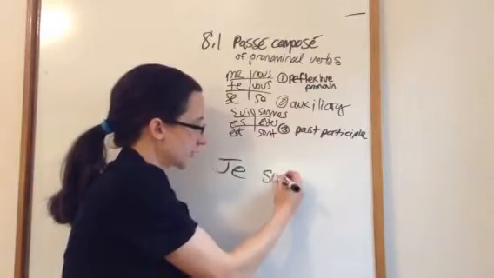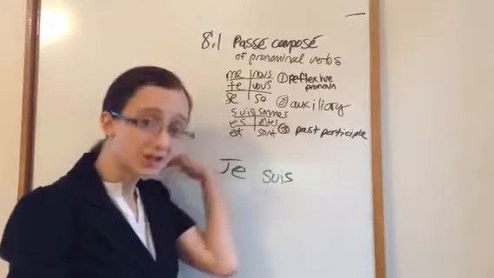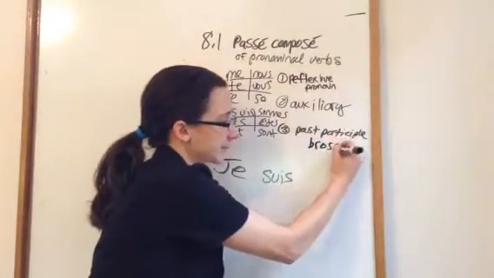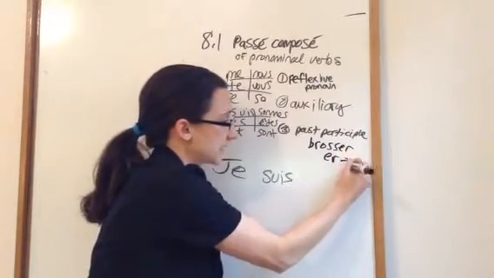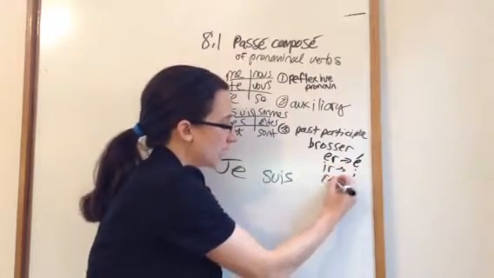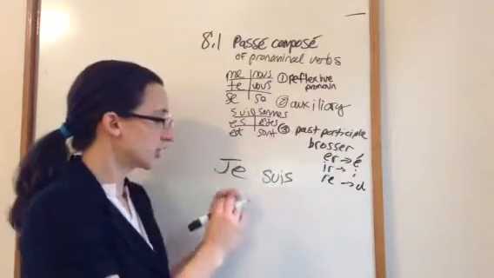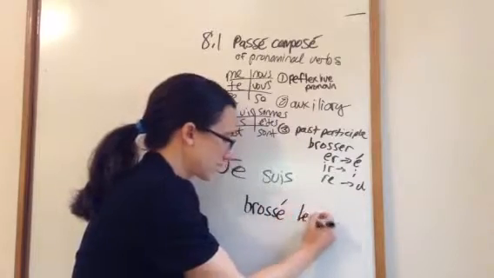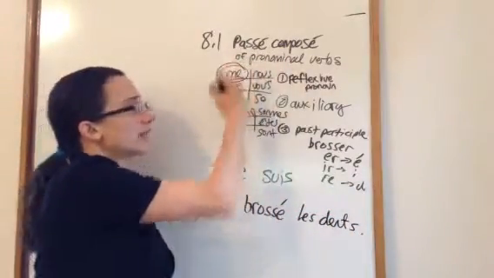So, je suis, and now we need the past participle. So if we're saying, I brushed my teeth, well, that is brosser. And remember our rules for the past participle. ER goes to the accent aigu, IR changes to I, RE changes to U. So those rules are still the same. Je suis brossé les dents. Now, our reflexive pronoun is me.